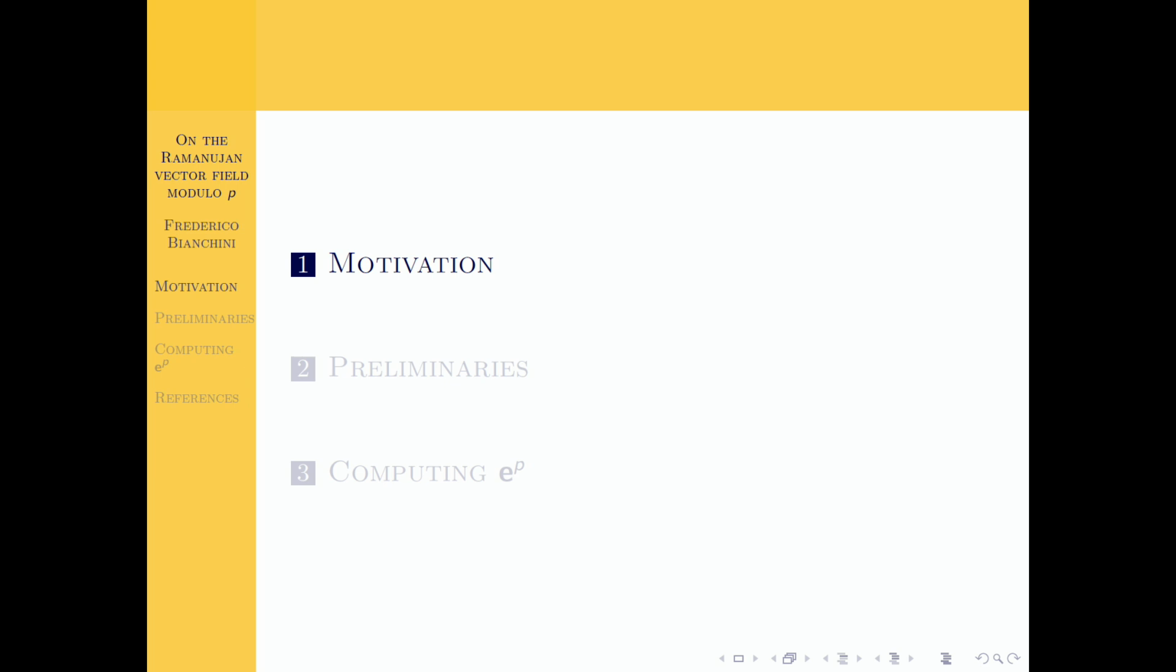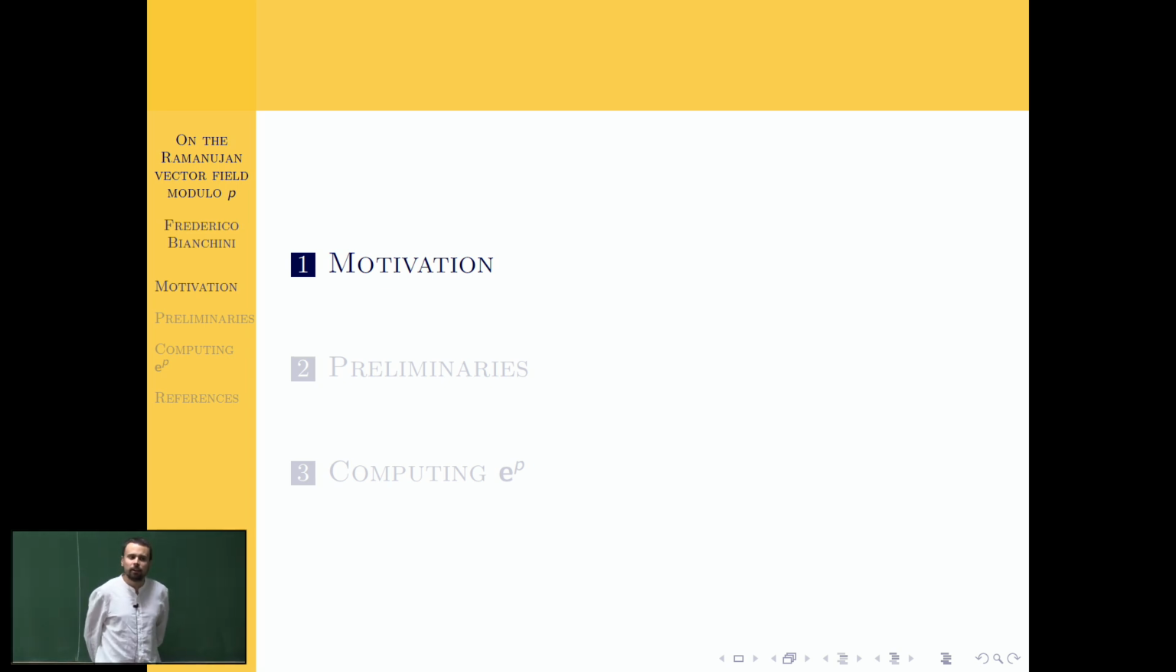So the talk is divided in 3 parts. At first I'm going to give some motivation, then some preliminaries, some technical stuff, and at last I'm going to compute the pth power of the Ramanujan vector field, which is the main result. This talk is more computational. I'm not going to go too much into conjectures and things like that, which Hossein and Florian and Lucas are also talking about today.